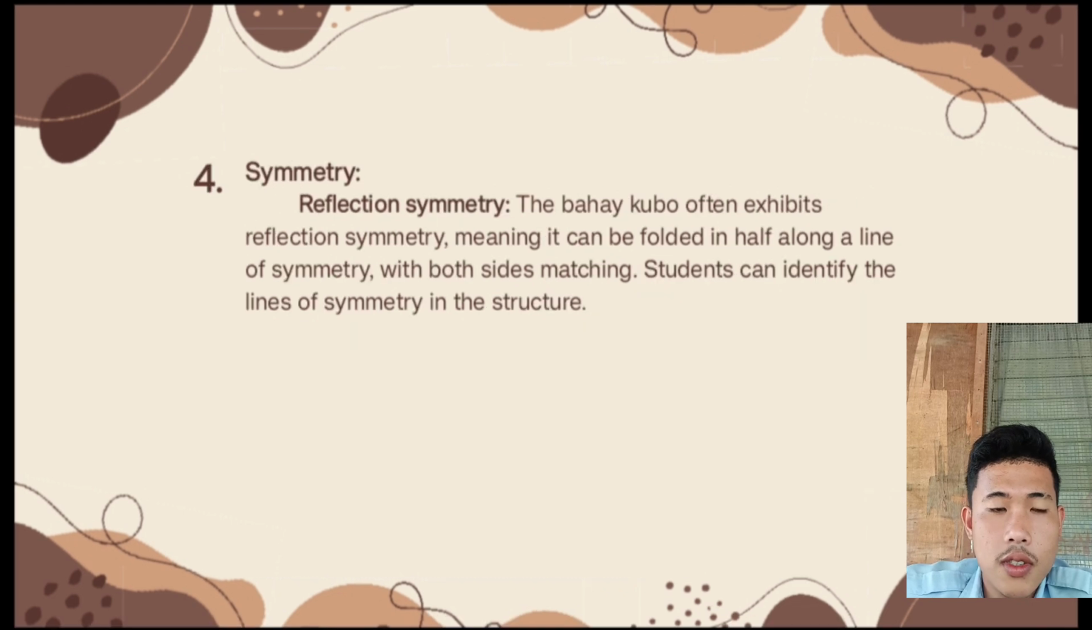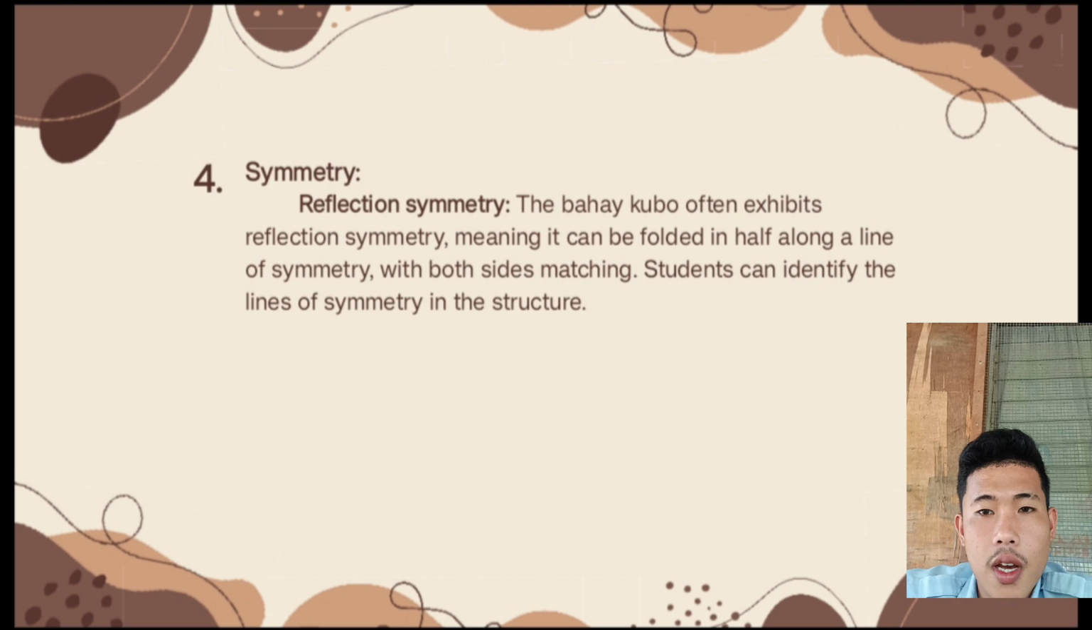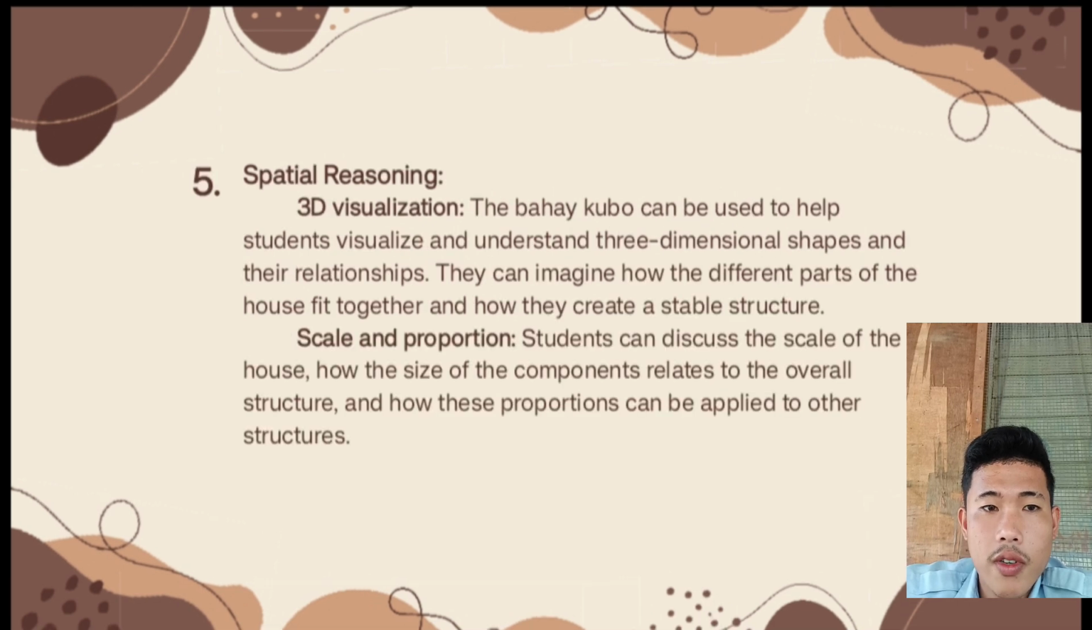The fourth is symmetry. Reflection symmetry. The bahay kubo often exhibits reflection symmetry, meaning it can be folded in half along a line of symmetry, with both sides matching. Students can identify the lines of symmetry in the structure. The fifth is spatial reasoning.